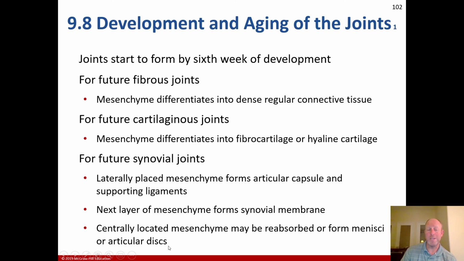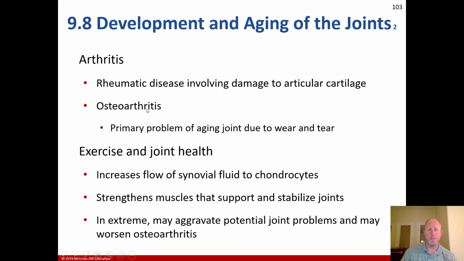menisci or articular discs. For arthritis, osteoarthritis is a primary problem of aging joints due to wear and tear degeneration at a given joint, whereas rheumatoid arthritis is inflammation. It's really an immune system response. It's not specific to a given joint. Somebody who has rheumatoid arthritis is usually not complaining of the same exact area repetitively all the time causing them problems.